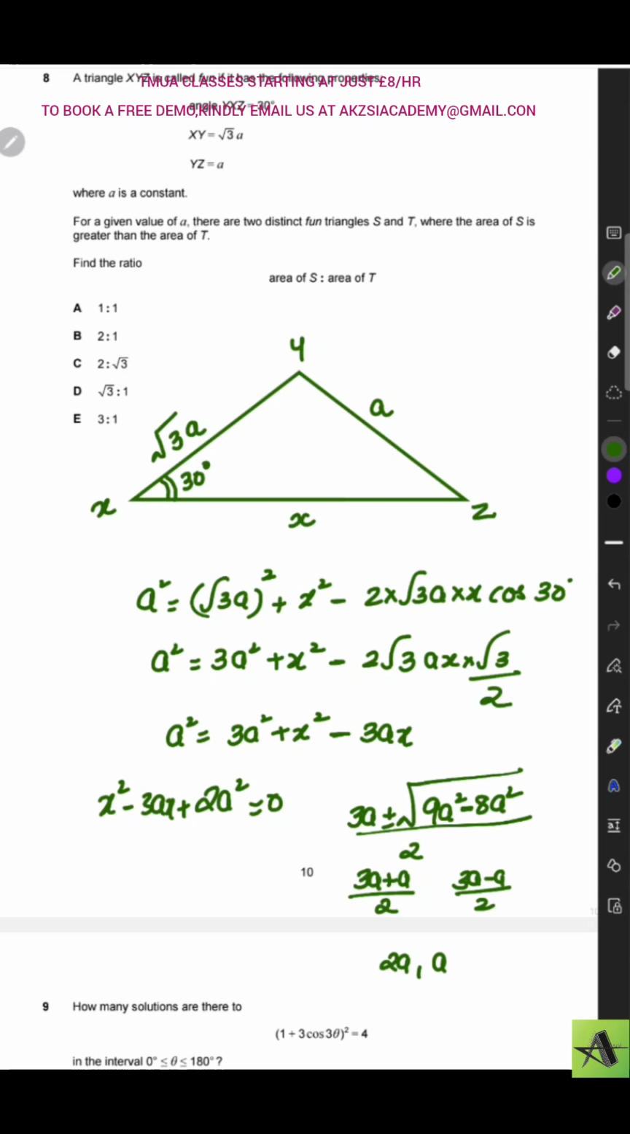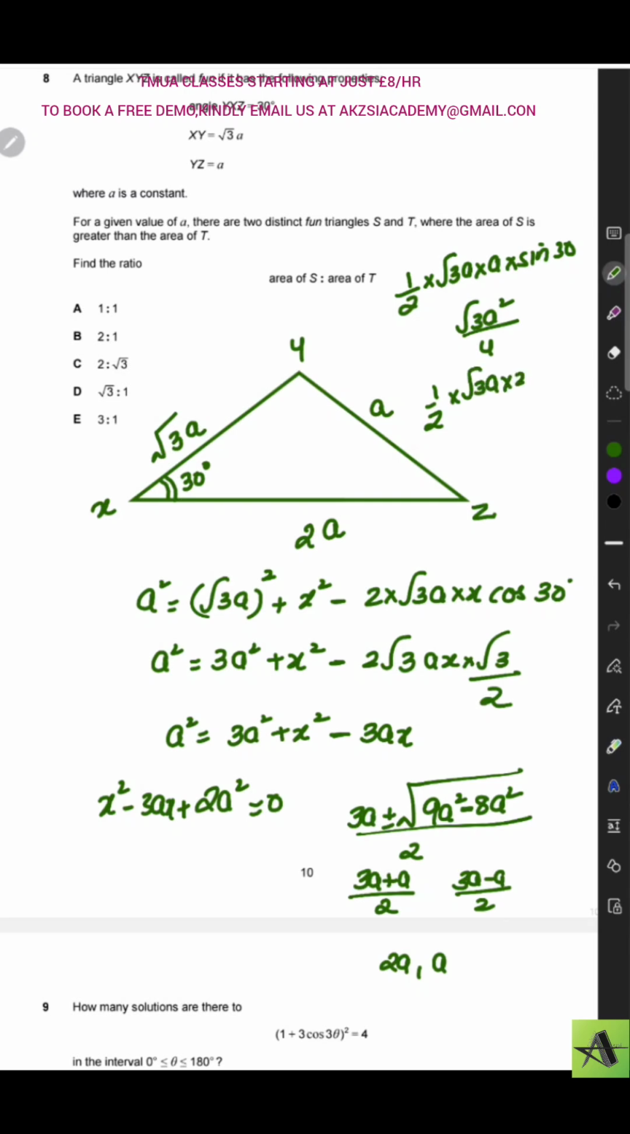So obviously for the same value of A, I have two different triangles. In one case, my value is A. So in that case, the area of the triangle will be half times root 3A times A times sine 30, which is root 3A squared by 4. And now substituting 2A, it will be half times root 3A times 2A sine 30, which is root 3A squared by 2.